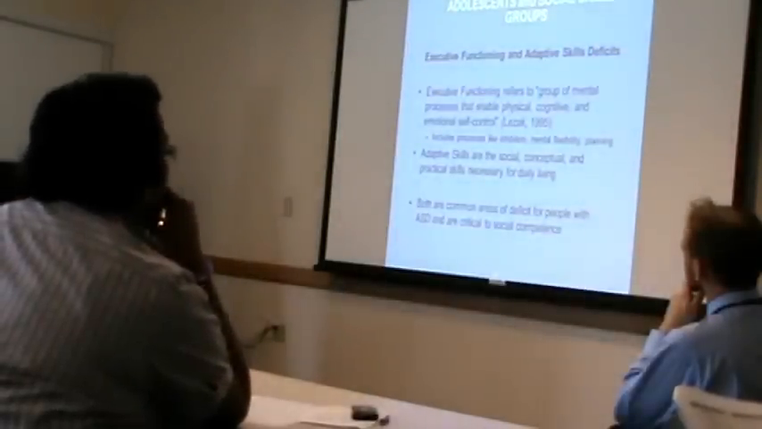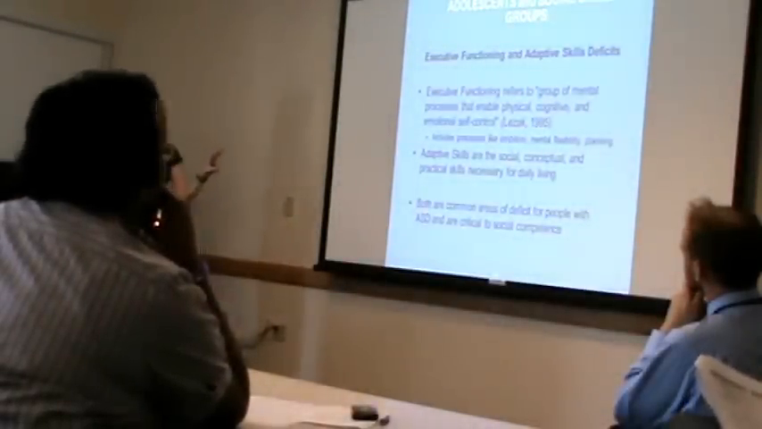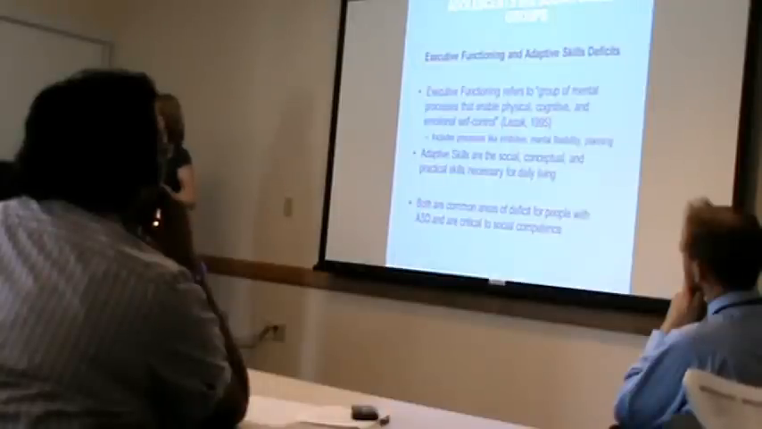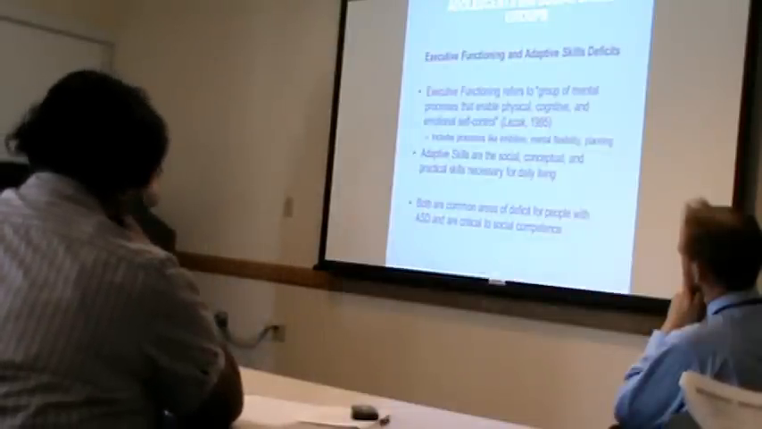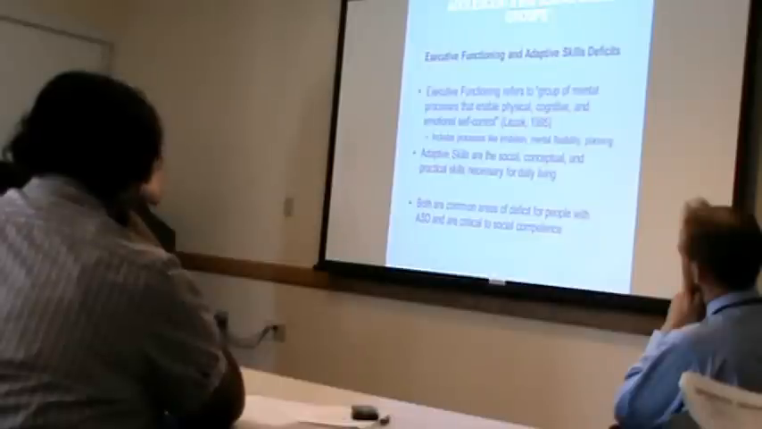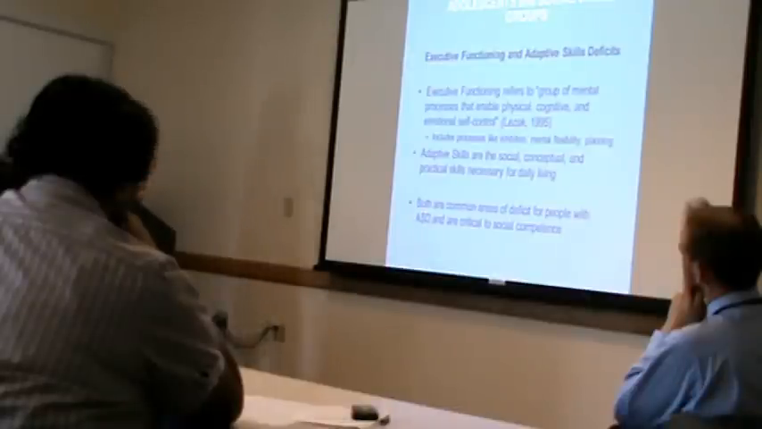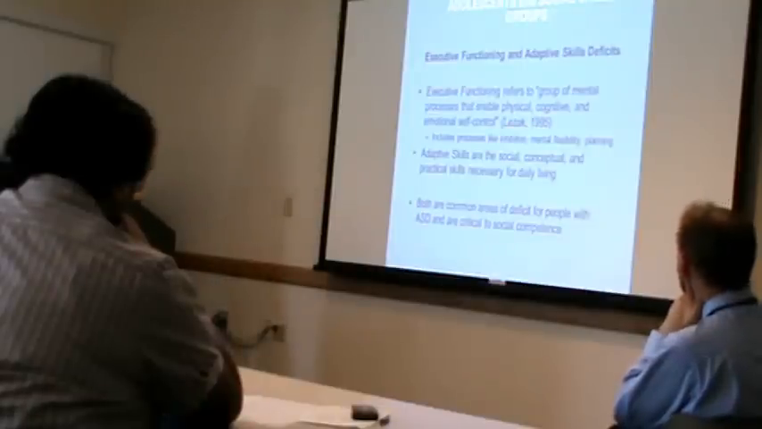I also wanted to do a quick review of two other concepts, executive functioning skills. Executive functioning refers to the group of mental processes that enable physical, cognitive, and emotional self-control. So what that's saying is there's a part of your brain that helps the rest of your brain and your body plan, organize your thinking, your emotions, and your behavior. We know that these skills tend to be areas that are really difficult for our kids on the spectrum.